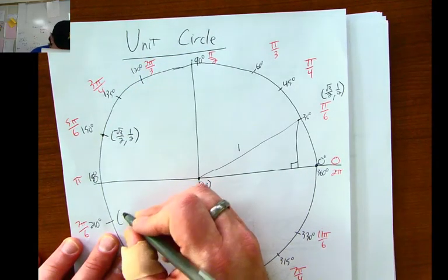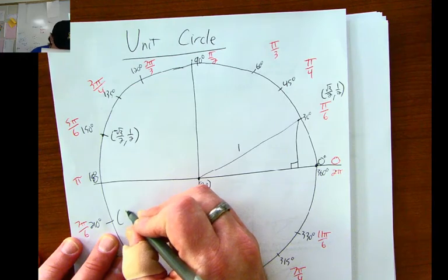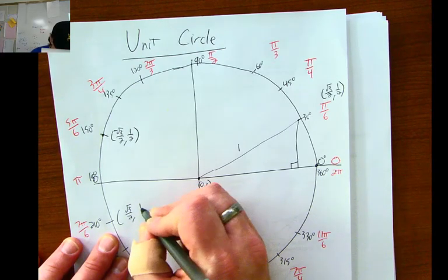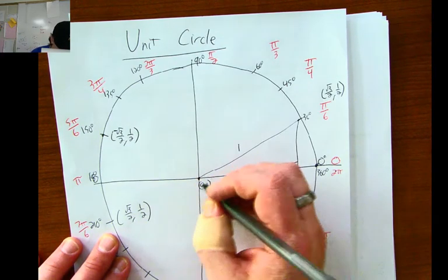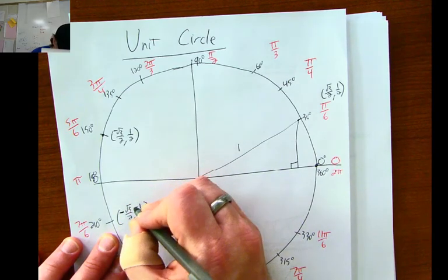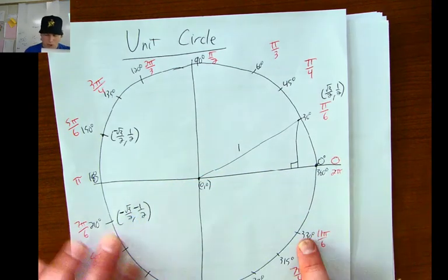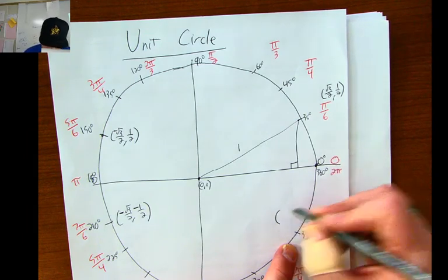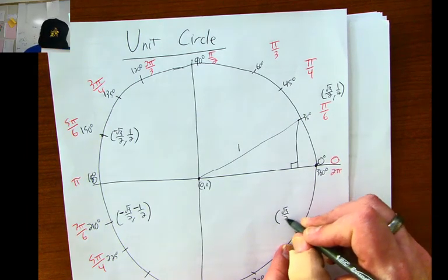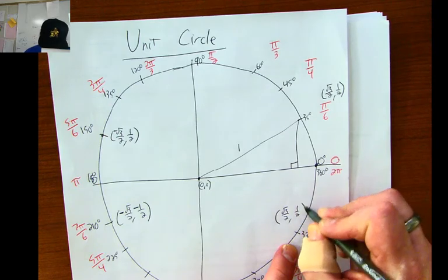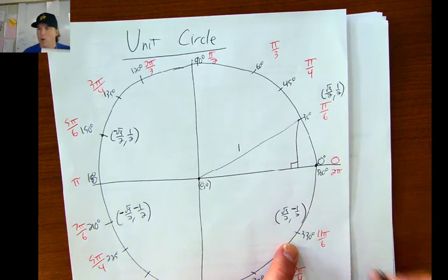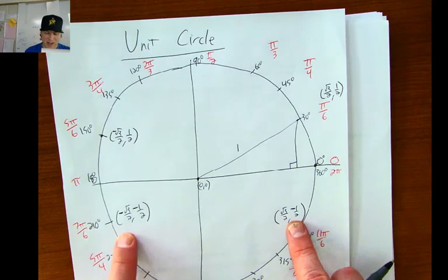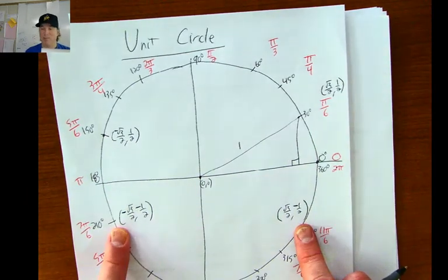At 210, it's still root 3 over 2 and 1/2, but because it's the third quadrant, both of them are negative. Way over here, fourth quadrant, it's still root 3 over 2 and 1/2, but because it's the fourth quadrant, the y-coordinate would be negative. Other than that, these coordinates are exactly the same.